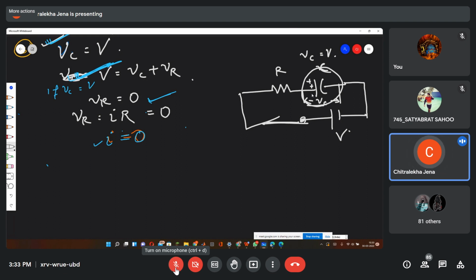Plus will be accumulated here, minus will be accumulated here. It will behave as an open circuit. Why? Because there will be no potential difference in the circuit. Once the capacitor is charged to capital V, there is no potential difference. Current will always flow in the circuit when there is a potential difference. Once there is no potential difference, there will be no current in the circuit, right? So when VC will be equal to V, this capacitor will behave as an open circuit.